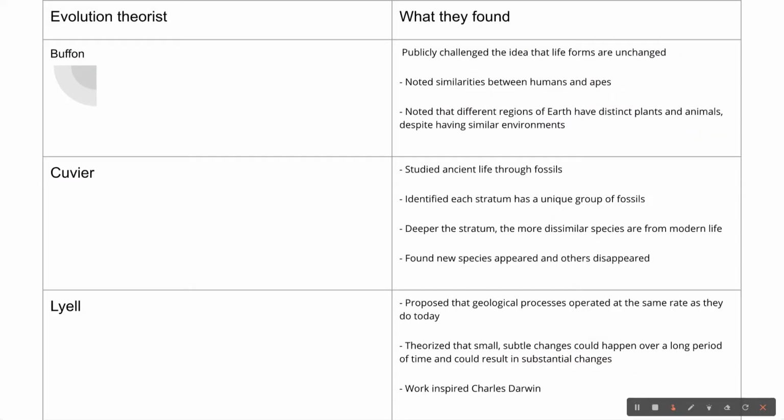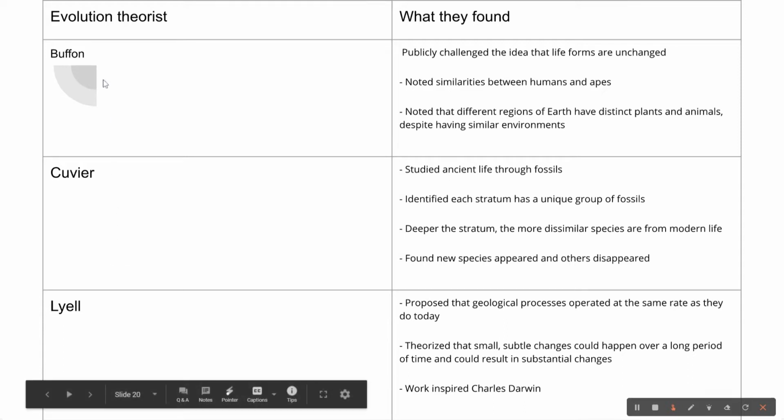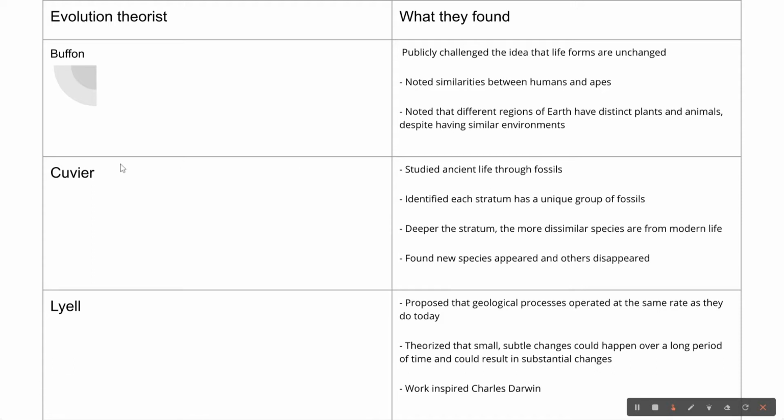So here we have, I won't make you fill this out. In your notes the names will be empty and you just have to fill in the names with what they found, because that's a lot of writing. These are the evolution theorists that helped build the theory of evolution. It wasn't just Darwin. It was mostly Darwin, and credit to him, but it wasn't just him.